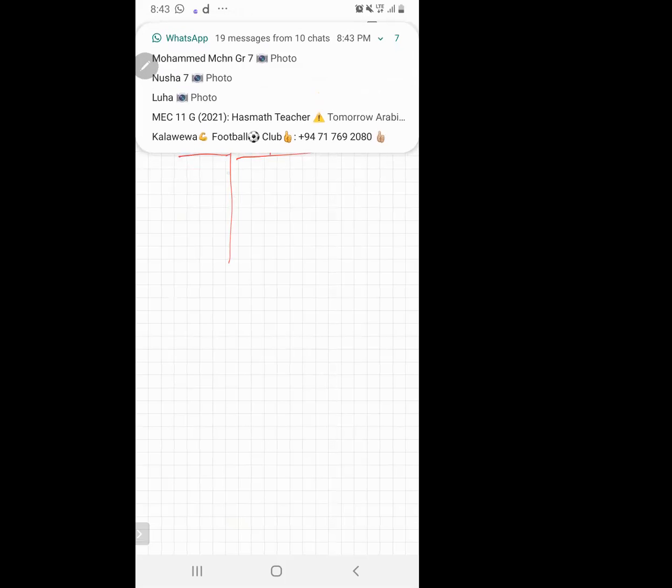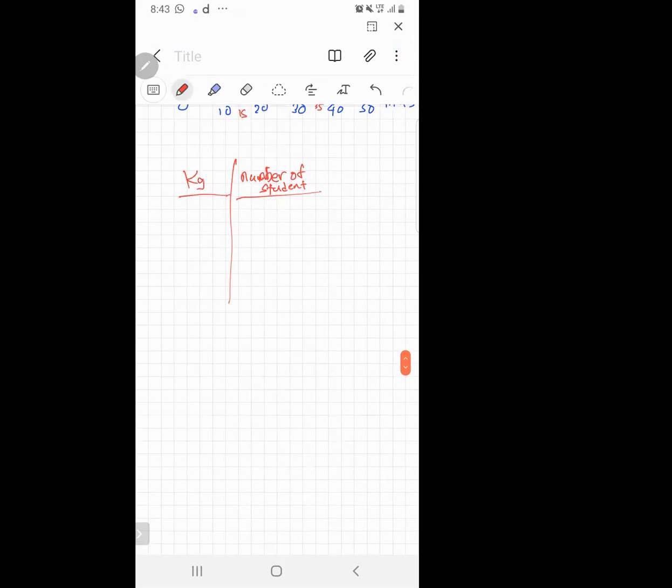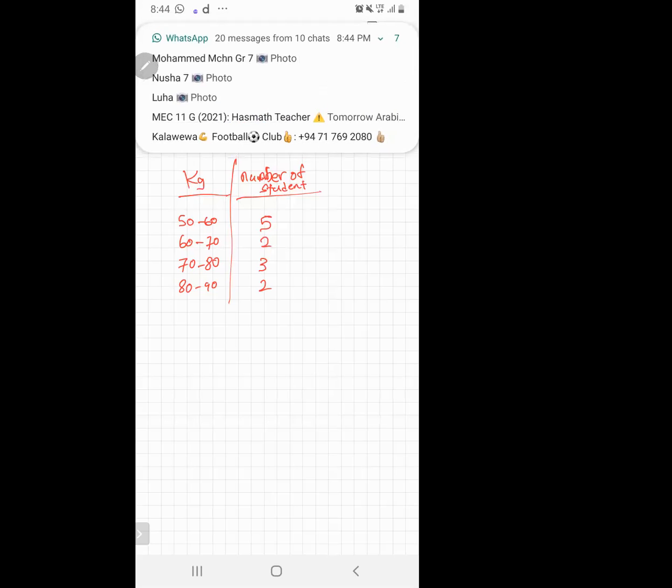So weight is 50 to 60, 60 to 70, 70 to 80 and 80 to 90, like this. The number of students here is 5 and here is 2 and here is 3 and here is 2. So sketch the cumulative frequency graph.